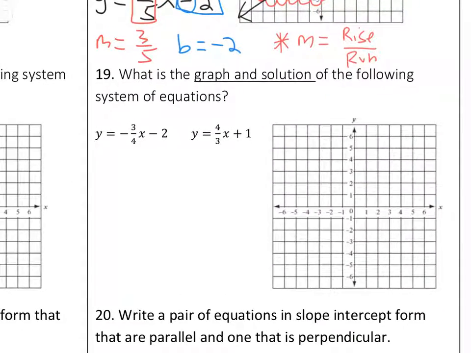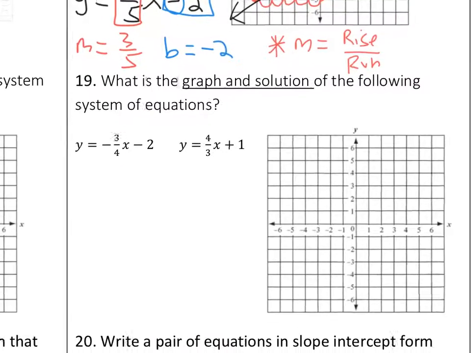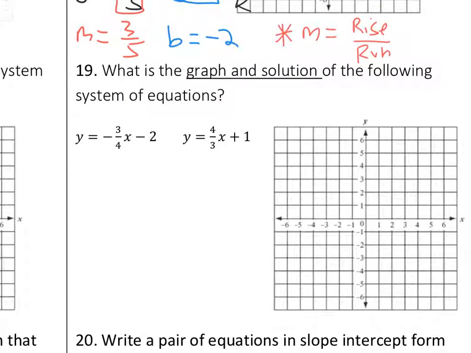Very good. Okay, so now we have a system of equations, and the good thing about this problem is it is already in slope-intercept form, so we don't need to do anything to change that. All right, what is the graph and solution of the following system of equations?